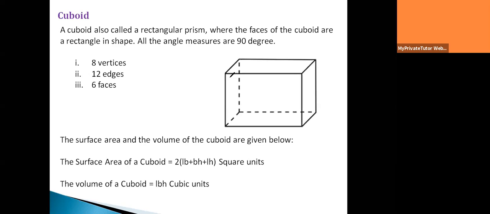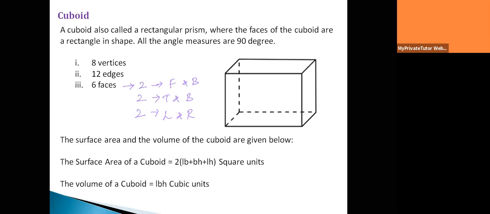Okay, so again, it has 8 vertices, 12 edges, 6 faces, but in those 6 faces, two are equal. So we are going to separate it into pairs, not like a cube. So this pair may be front and back, top and bottom, and another one, left and right. We can use this to find the surface area, but generally speaking, surface area is nothing but the area of the total faces. Since we have 6 faces, we can find the area of each face and then add them together. We'll get it.